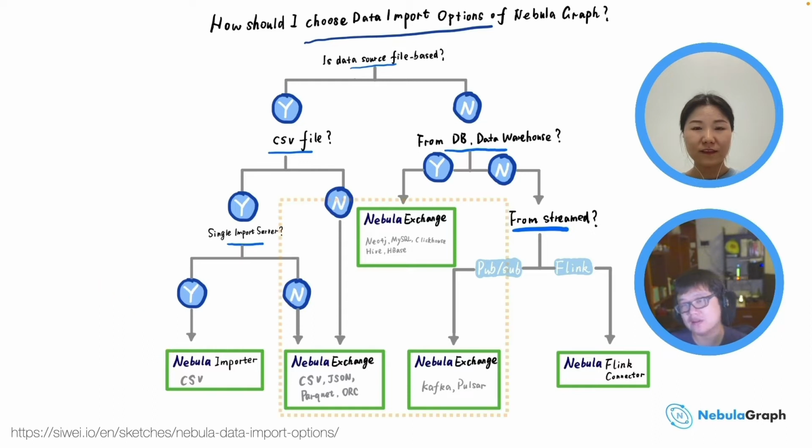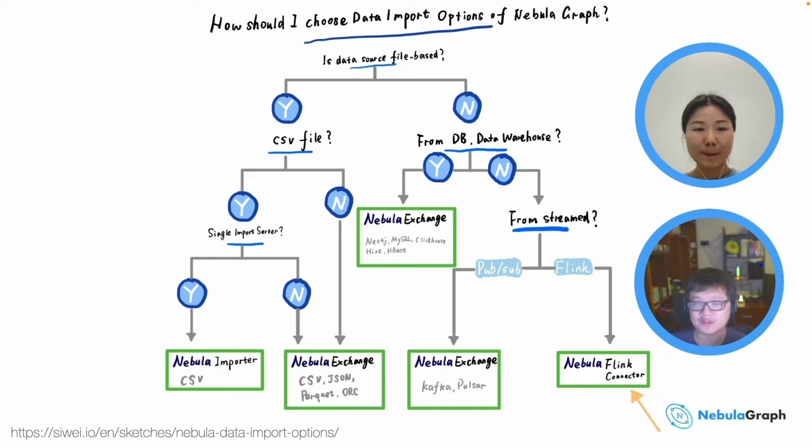The next one is Nebula Exchange. Nebula Exchange is a Spark application that enables you to transform different data sources into Nebula Graph, including server-based, database-based, file-based, or stream-based. The last one is the Nebula Flink connector. Nebula Flink connector literally is a connector running on Flink that you can use to consume stream data in Flink and write it to Nebula Graph.